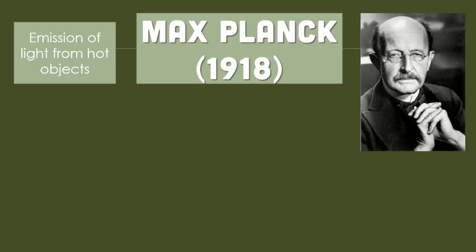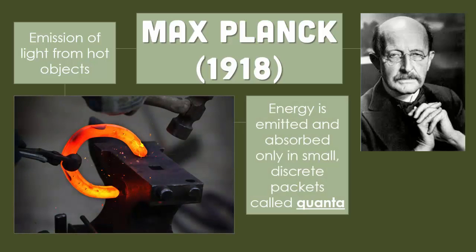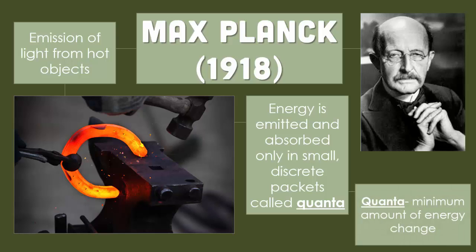Max Planck came up with his theory by seeing the emission of light from hot objects. So energy is emitted and absorbed only in small discrete packets called quanta. And quanta is the minimum amount of energy change. So quanta is to energy like the word atom is to matter.